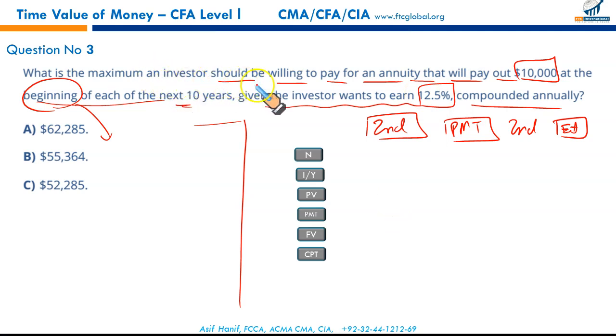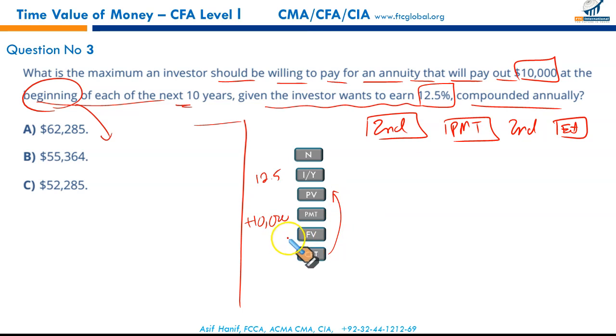What is the maximum an investor should be willing to pay for an annuity that will pay 10,000 at the beginning of each of the next years? So it means this is the payment, write 10,000 positive. Given the investor wants to earn 12.5% compounded annually, so no change in the interest rate, you can simply plug it in, 12.5, right? Present value is to be calculated.